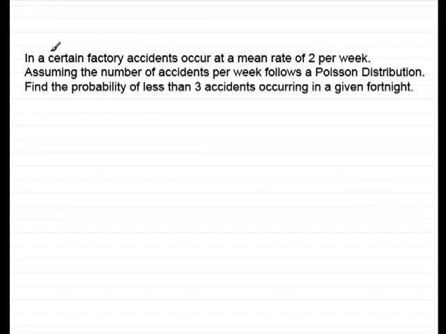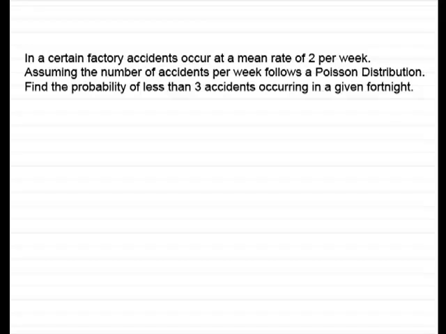Now here we have a typical question which will demonstrate all these points. In a certain factory, accidents occur at a mean rate of 2 per week. Assuming that the number of accidents per week follows a Poisson distribution, find the probability of less than 3 accidents occurring in a given fortnight.